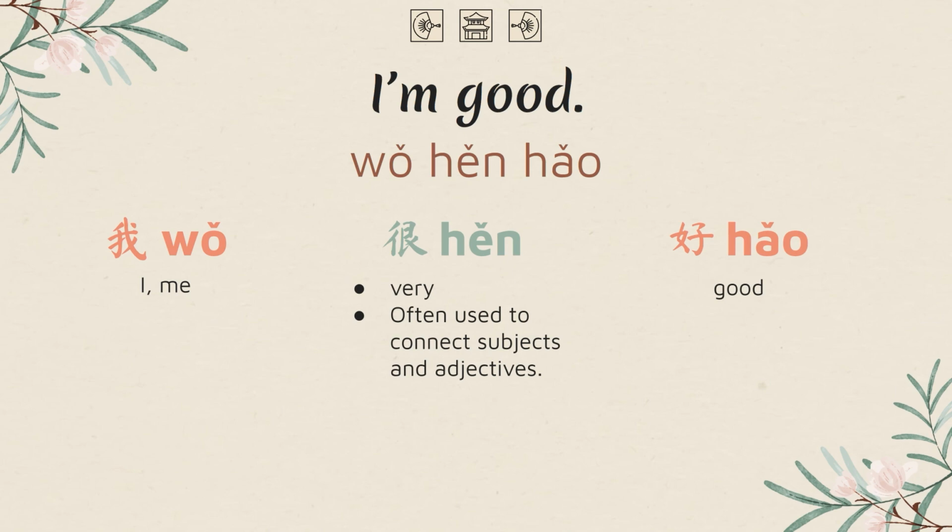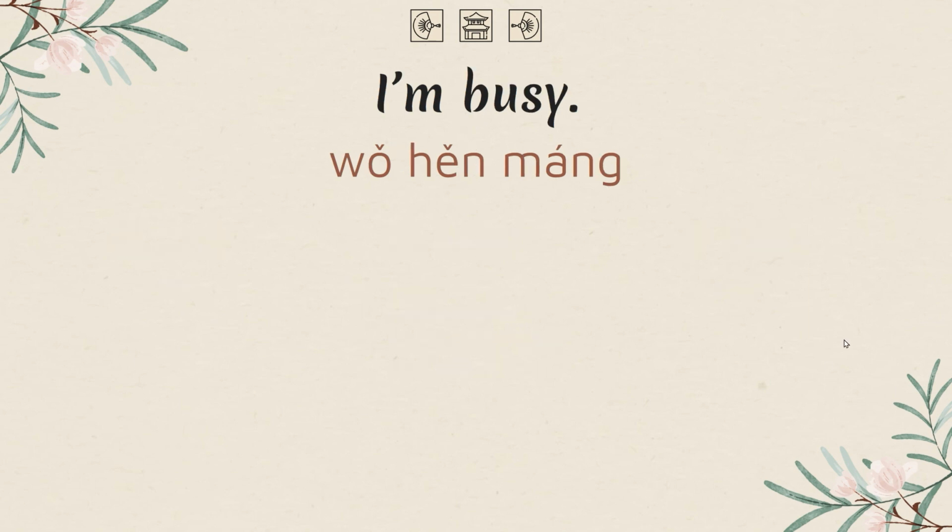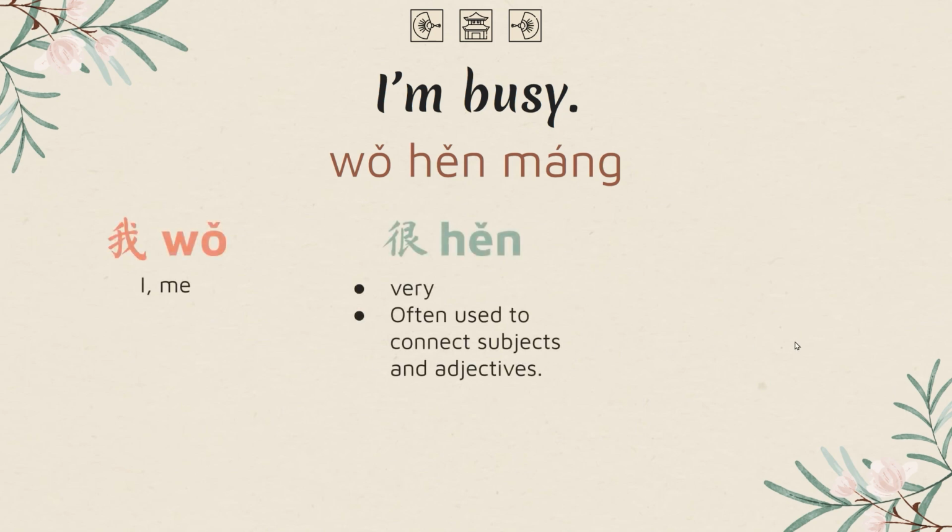Before we leave this slide, let's say it one more time. 我很好. Literally, I very good, but it means I'm good. What if you are busy? You can say 我很忙. One more time. 我很忙. So again, we've seen 我 before, and 很. You just need to switch out good 好 for 忙, which is busy.